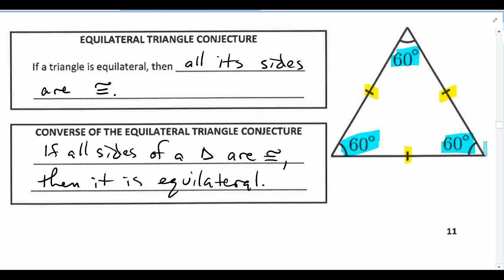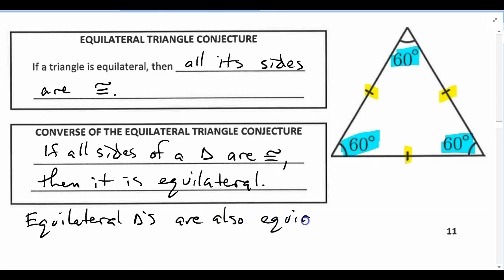Okay, if a triangle is equilateral, then it is also equiangular. Equilateral triangles are also equiangular.